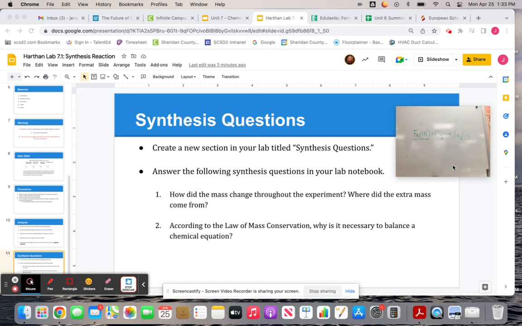So in this case, we would need to have 4 iron atoms, you'll see why in a second, 3 oxygen molecules, which is then going to give us a total of 2 iron oxides. Okay, so now it's balanced. If we added up all those, it satisfies that law of conservation of mass.